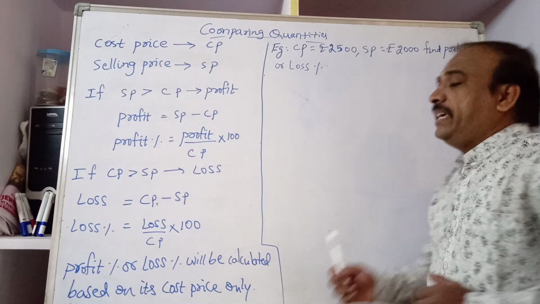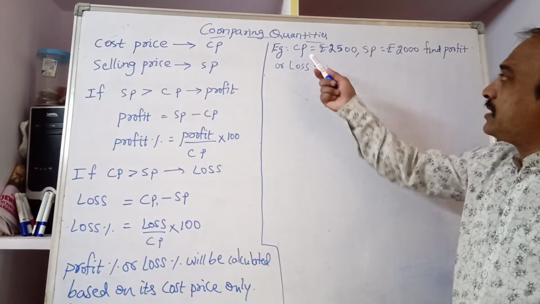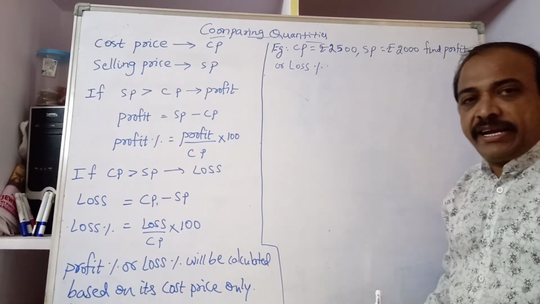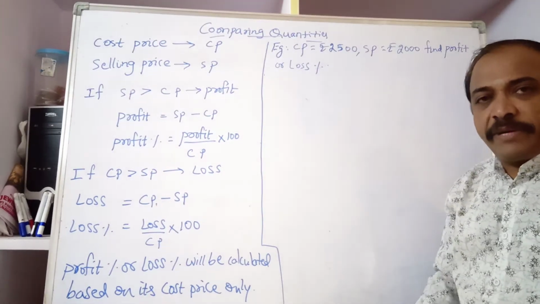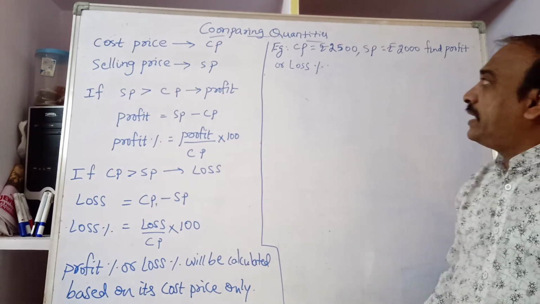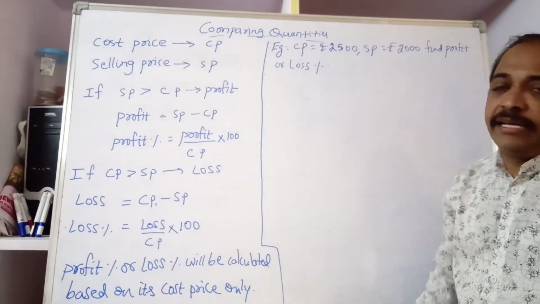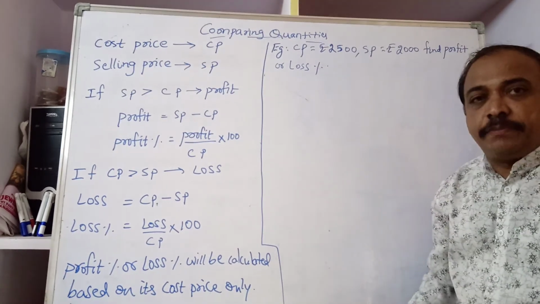Now, see here, CP example, another example. Cost price is rupees 2500 and selling price is rupees 2000. Find profit or loss percent.